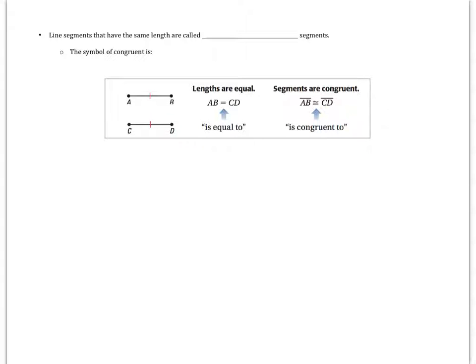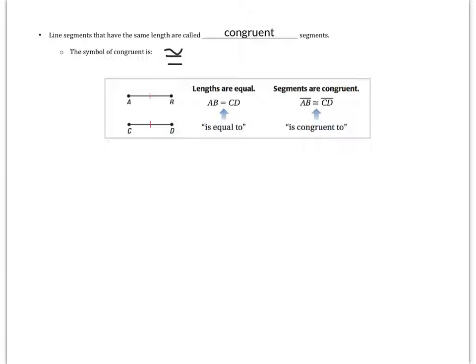Back to more terminology. Line segments that have the same length are called congruent segments. The symbol for congruent is like an equal sign with a squiggle on top of it. You're going to see that a lot. So let's look at this next diagram. It says that we have segment AB and we have segment CD. In order to mark that they are the same length or that they're congruent, you put a little tick mark on it. So we see this red tick mark to indicate that AB and CD are congruent.